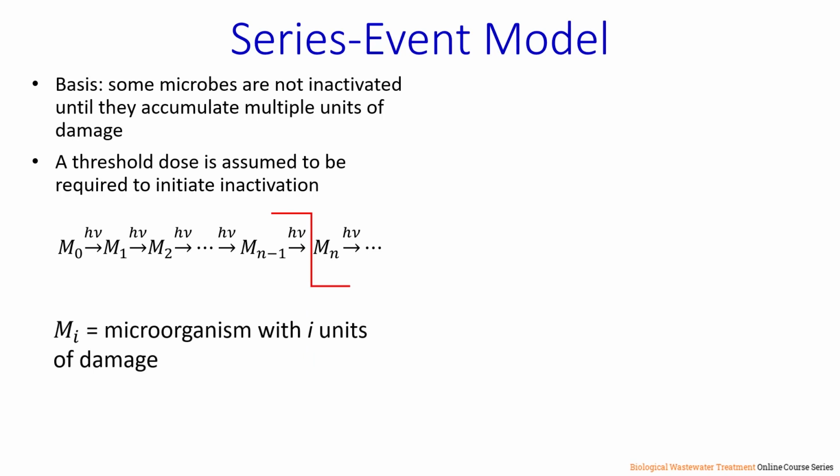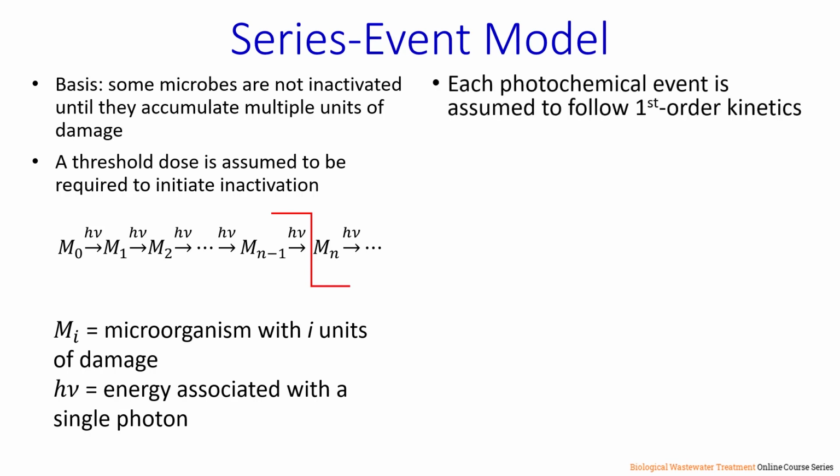Schematically, that looks like this, and in this schematic, what we assume is that M sub I represents microorganisms with I units of damage. So over here on the left, M sub 0 is an unaffected population. The first unit of damage is indicated here, second unit of damage, and so on. Also included in this model, you'll see the nomenclature H nu, which is included to represent the energy of an individual photon. The basic idea here is that each photochemical event is assumed to follow first-order kinetics.